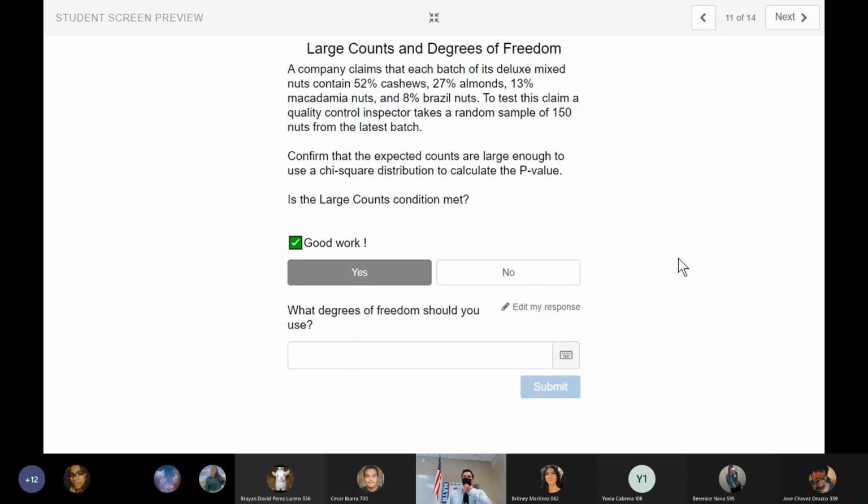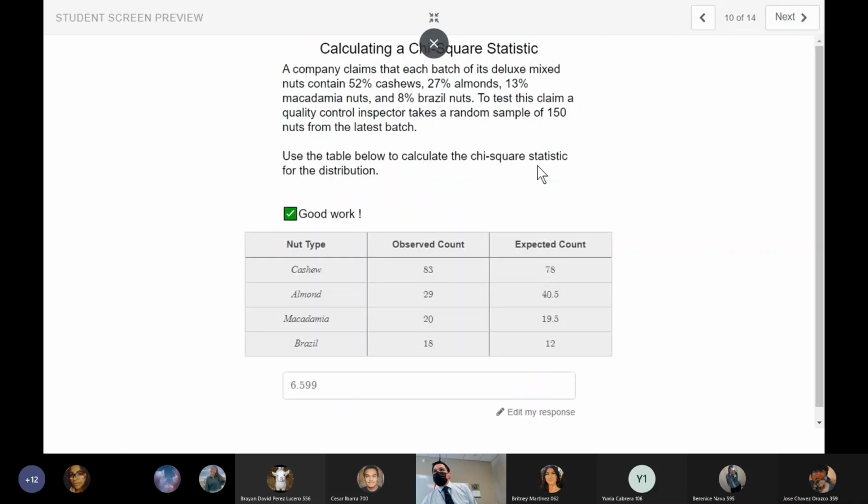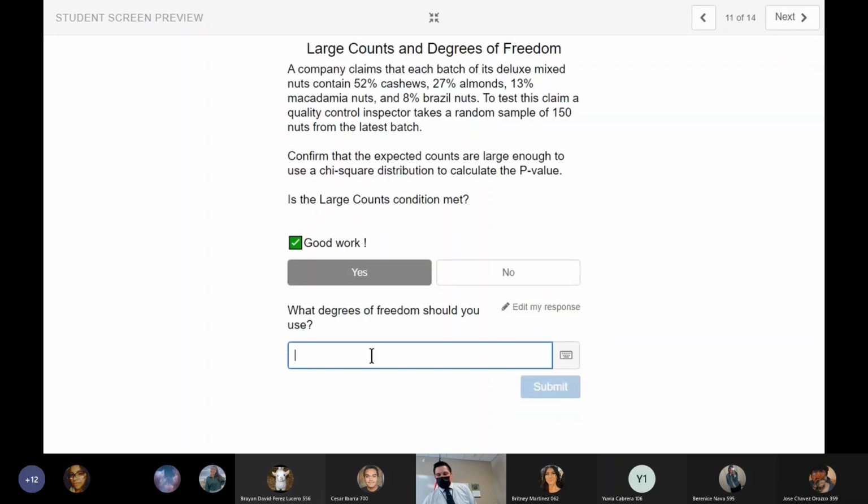What are the degrees of freedom that we should use? We have 4 categories: cashews, almonds, macadamia, and Brazil. We have 4 categories. That means our degrees of freedom will be 4 minus 1, or 3.